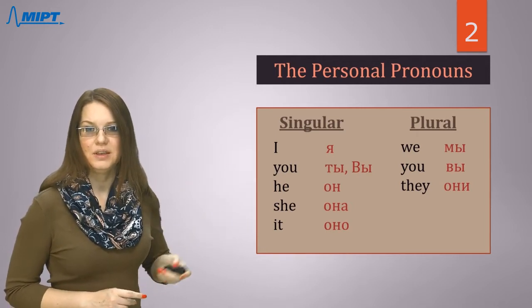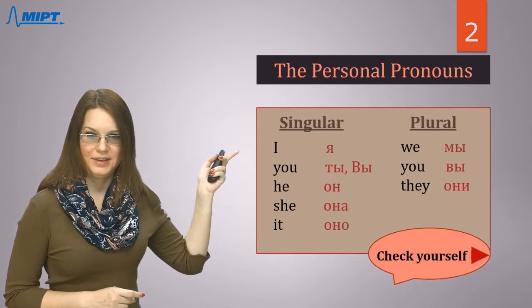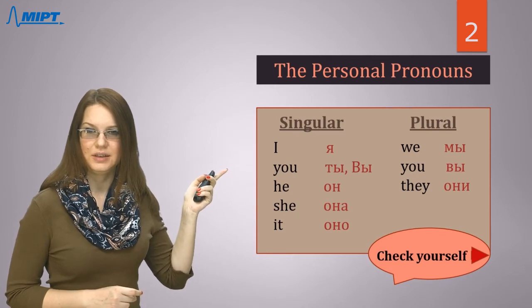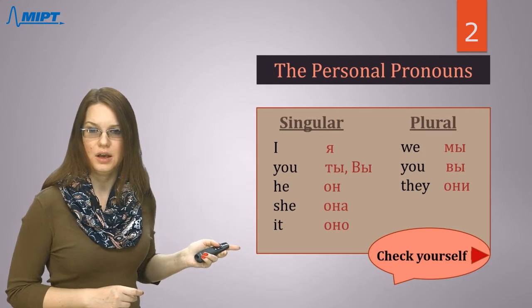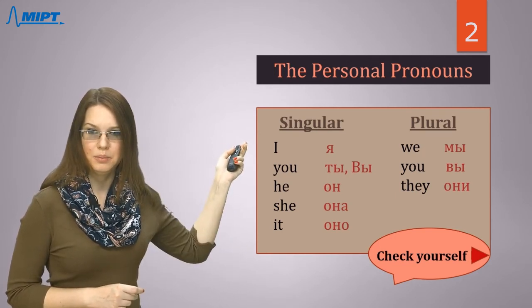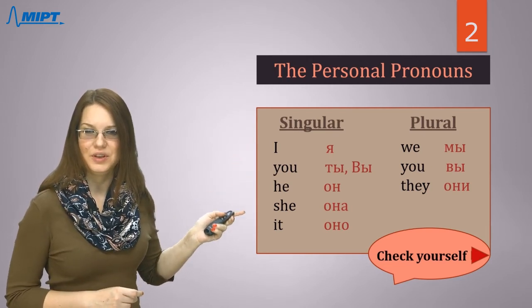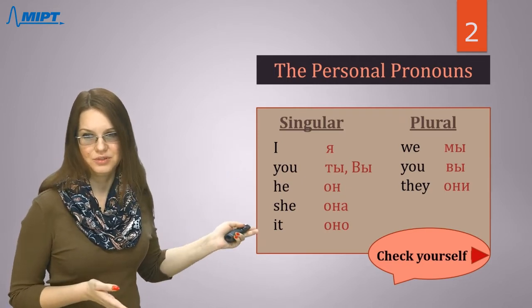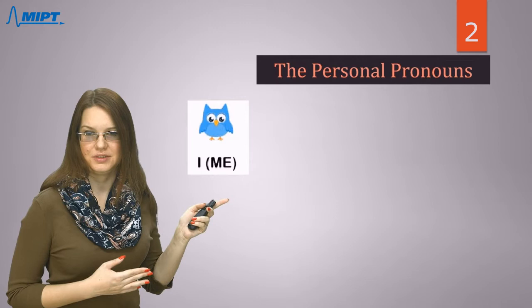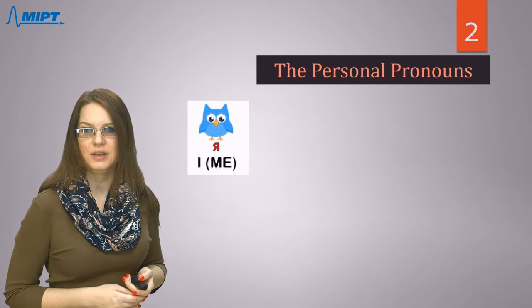I will read these forms once again, and after that, let's check yourself. So, я, ты, вы, он, она, оно. Мы, вы, они. Some words are new for you, some words you already know, so let's try to check yourself. Look please at this picture. This is the translation of I, or sometimes we can say me. In Russian we will say я.